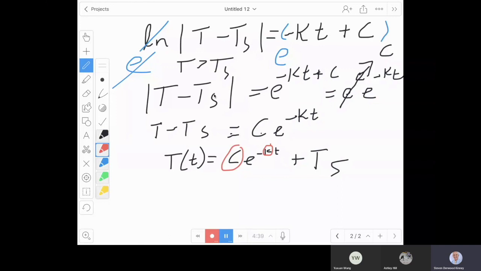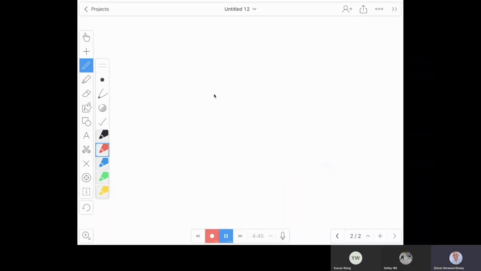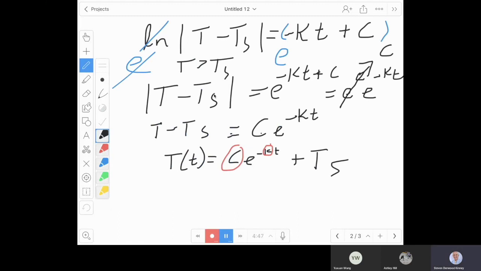So what is capital C? Again, I'm not sure that Khan did this or not. So let's look at time zero. Sorry, I got to go back. I forgot what I wrote. Time zero, I have C e to the minus k zero.